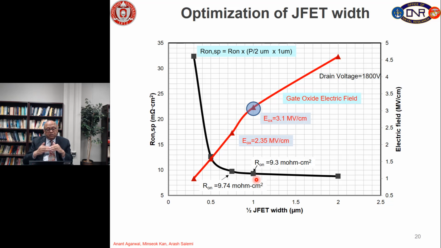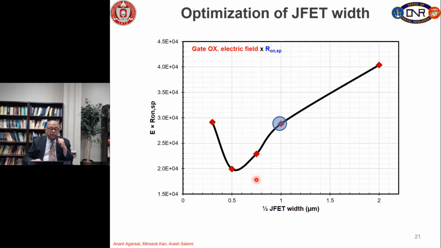We want to minimize the on resistance and we want to minimize the electric field in the oxide. So, what we have done is multiply the electric field in the oxide times the specific on resistance and plot it as a function of half JFET width, and you can see that the minimum occurs at half JFET width of 0.5 micron. We could choose anything to the right or the left, but we are hesitant to select anything to the left because this resistance will rapidly keep on going up as we reduce the JFET gap. So, this curve will quickly rise.